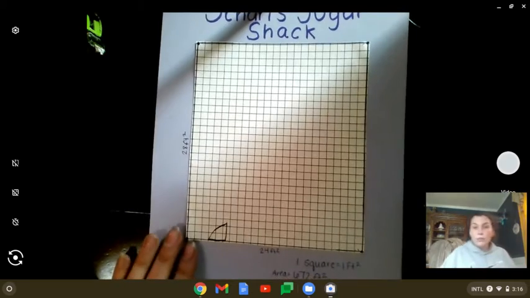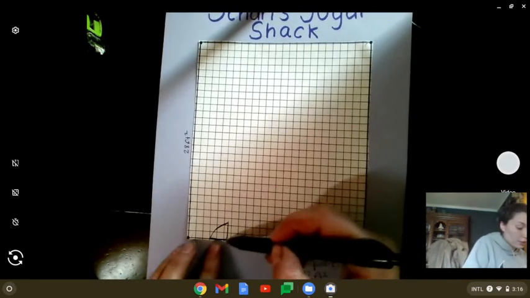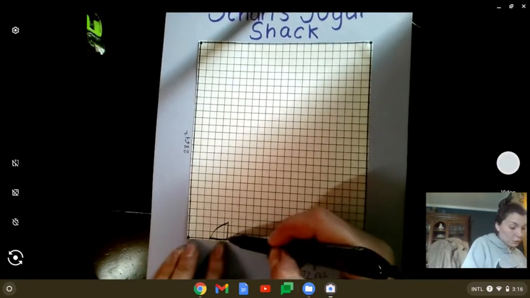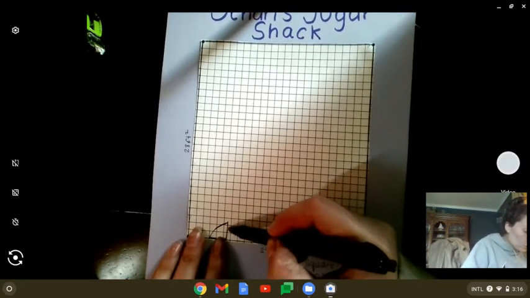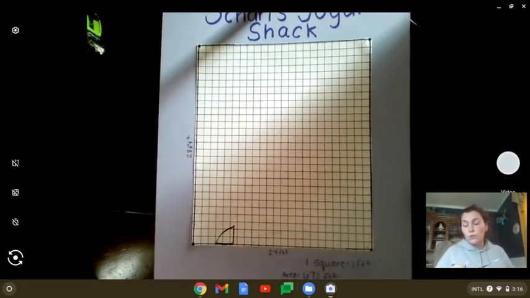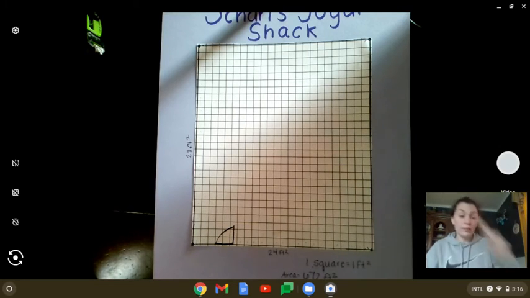So find where you would like your door. Make sure this is the door opening. It needs to be 2.5 feet long. And then your door itself needs to be 2.5 feet long as well. Pause this video. Once you've paused and drawn your door, come back and let's keep going.